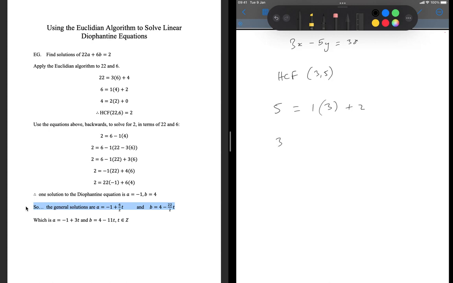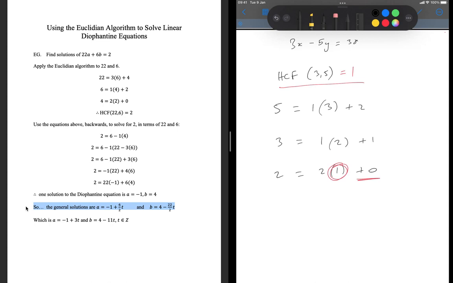Then we take the 3 and we write it in terms of the 2. So 1 times 2 plus 1. Then we take the 2 and we write it in terms of the 1. That's 2 times 1 with no remainder. So because we've got a 0 remainder, we're done. And 1 is the answer to the highest common factor of 3 and 5. Now again, we didn't need to use the algorithm, but we did because we want to now undo it.